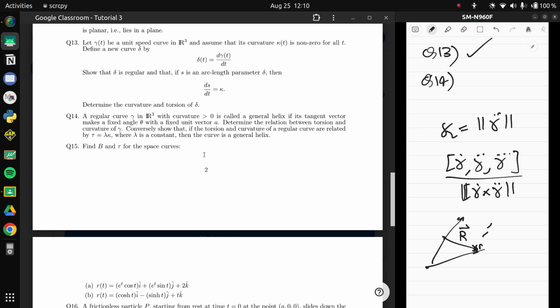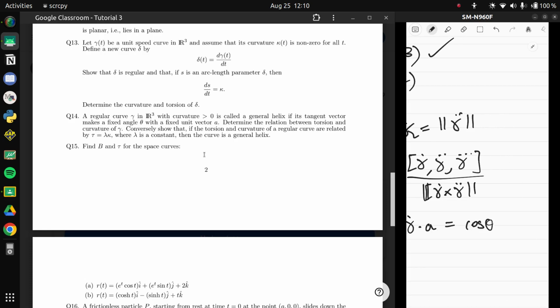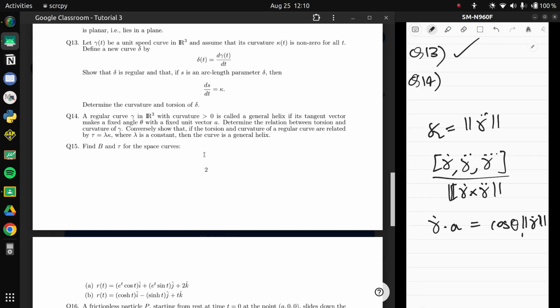This is your torsion. How do you figure out this quantity? If your gamma dot always makes a fixed angle, what can you say? The only thing that we can really say is that the dot product of gamma dot with that A vector, gamma dot dot A, is the same thing as cosine theta times the magnitude of gamma dot and the magnitude of A. So let's say that A is a unit vector. Sure, that's one thing. Taking a derivative of this, we might be able to get some really nice stuff. Interesting.